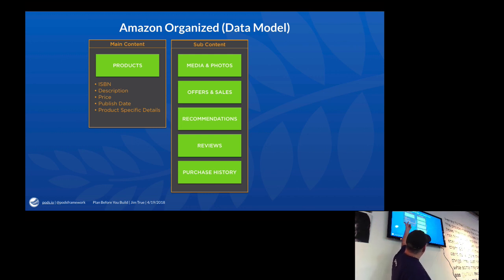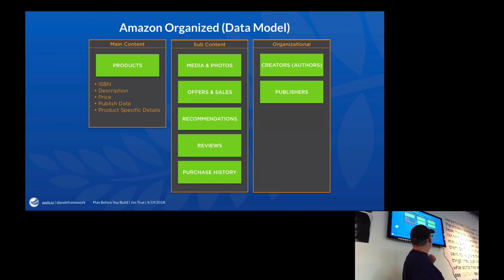Amazon has actually collected additional subcontent. They've got additional media and photos from users: if you've bought a product and taken pictures of it and put them in a review. They've got your recommendations. They've got your purchase history. All of this extra information can be used to help upsell their products.